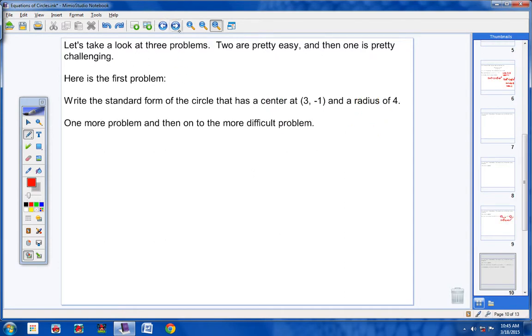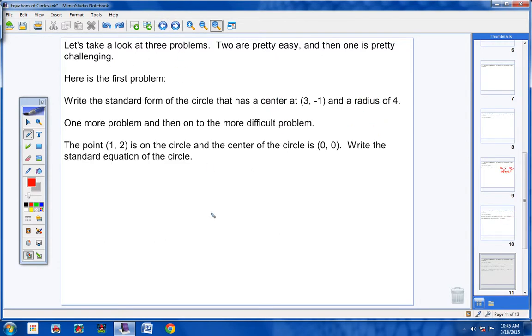Please copy this in your notes. The point 1, 2 is on a circle, and the center is 0, 0. Write the equation of the circle. Please copy that down in your notes.